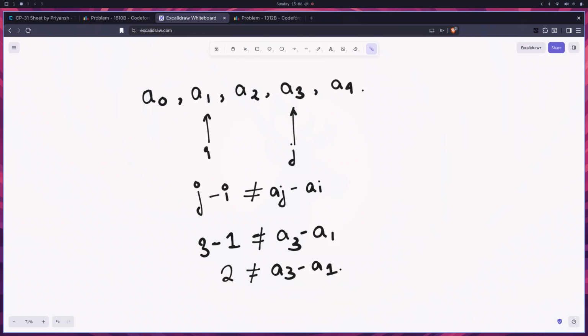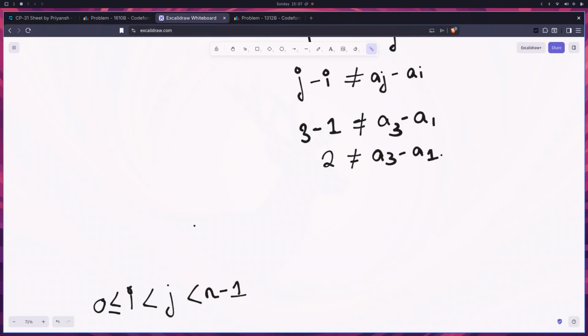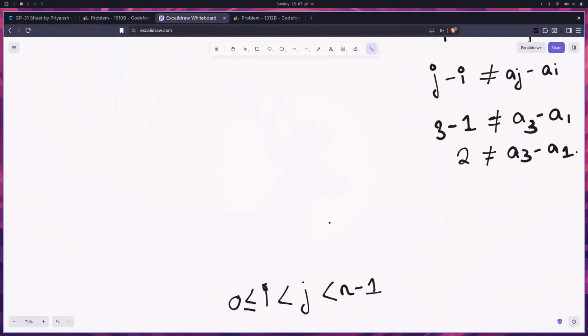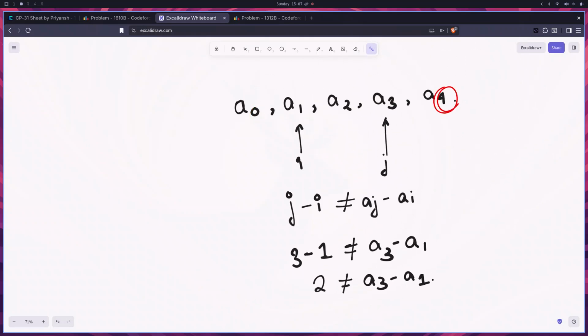So for each condition, we need to find some pattern. What is the pattern? What all observations can you make? We'll just note down the facts, whatever we know. We'll consider i as the lesser one among the two indices that we select, and j as the greater one. Both of these lie between 0 and n minus 1, because indices of an array lie from a of 0 till a of n minus 1.